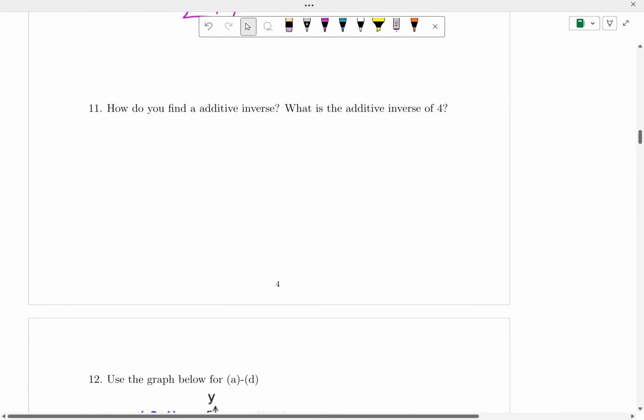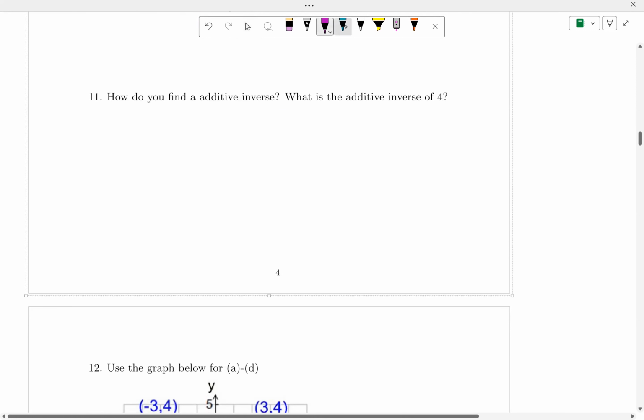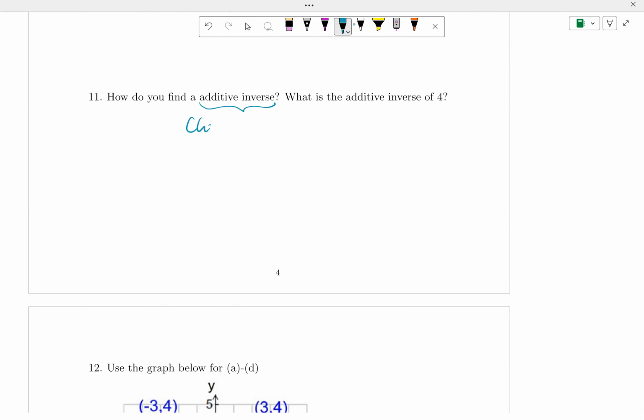Okay, how do you find the additive inverse? The additive inverse, you change the sign of the number. We're being asked what the additive inverse of 4 is. So if the first number is 4, the additive inverse of it would be -4. If I have a -7, the additive inverse would be a 7. Just change the sign. That's all you do.